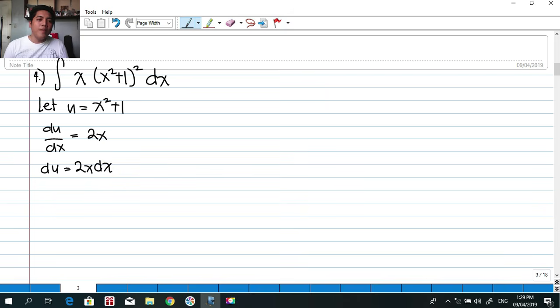Okay, we have a dilemma here because if we're going to rewrite this integral in such a way that (x squared plus 1) squared comes first, multiplied by x dx, we can see here that we have an x dx, but what we get for du is 2x dx. So we don't have the 2, in order for us to substitute this x dx simply by du.